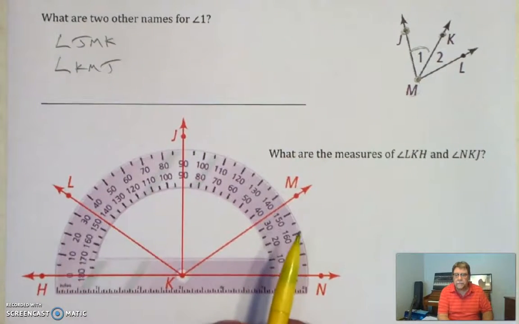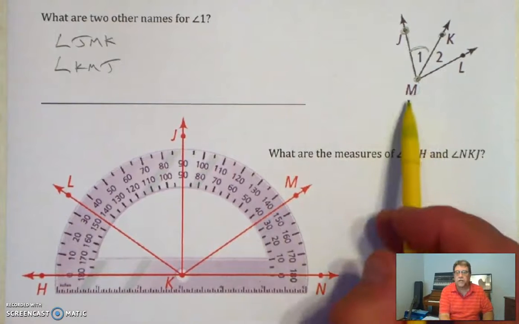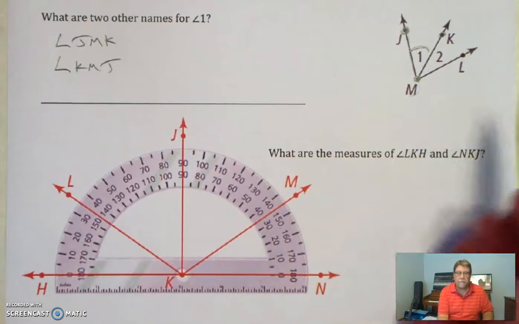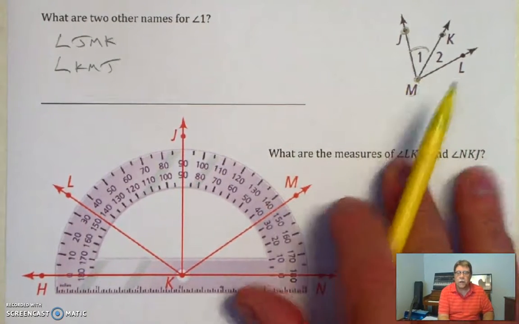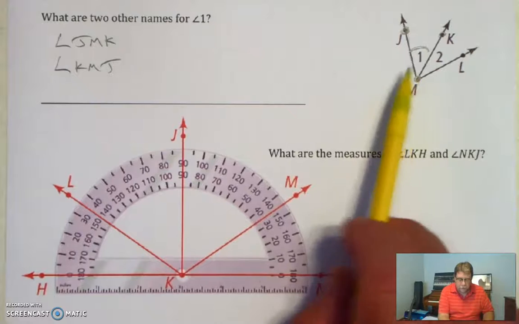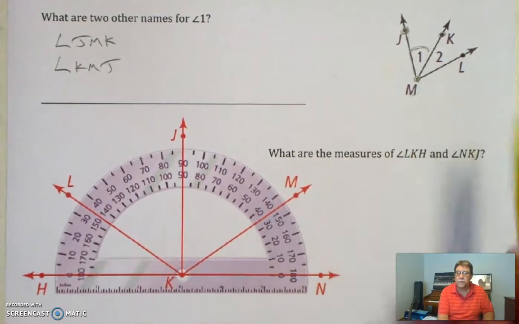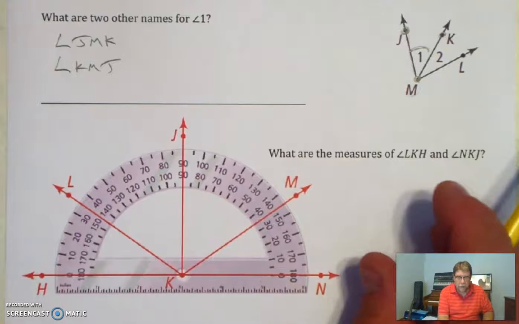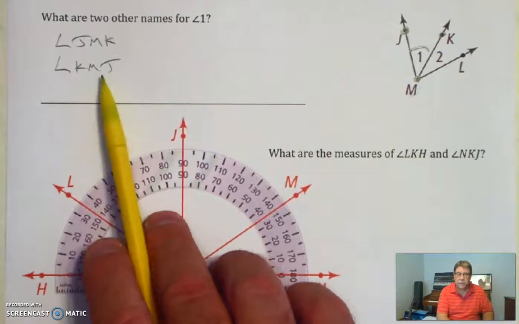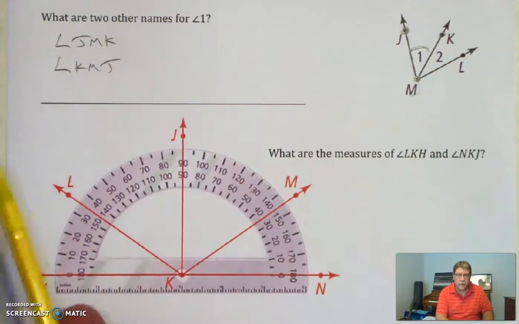Now, sometimes it's okay to name an angle by just the vertex, angle M, for example. In this case, it's not going to work because angle M, you don't know if you're talking about this angle or this angle, angle 1 or angle 2, so you cannot use the name angle M. So these are the only two ways you could name it. Well, you could also say angle 1.